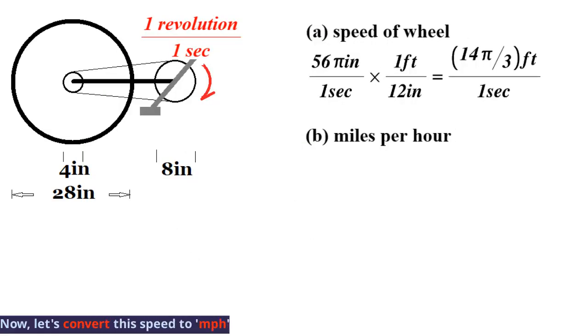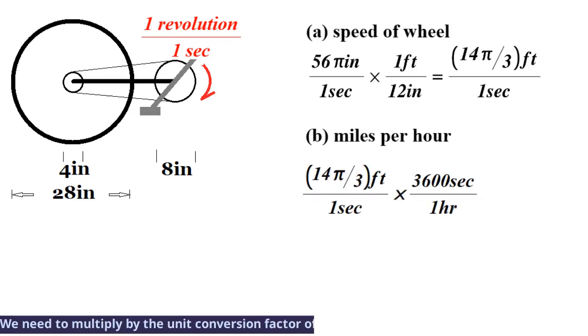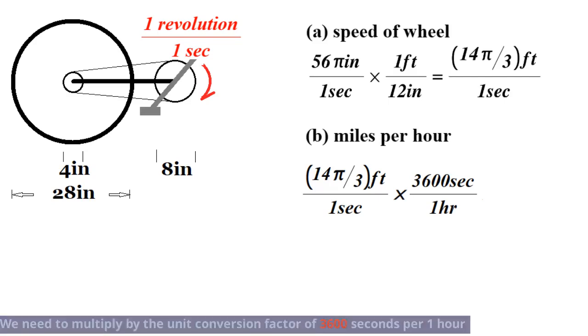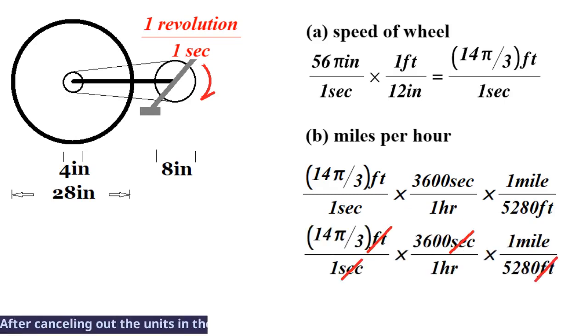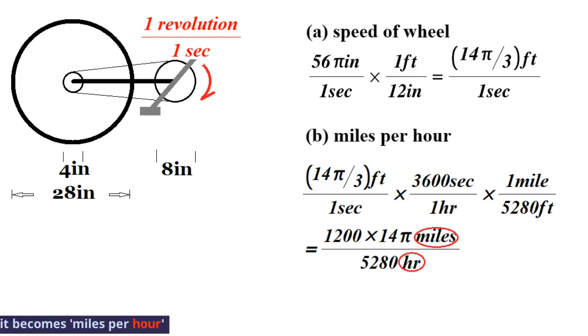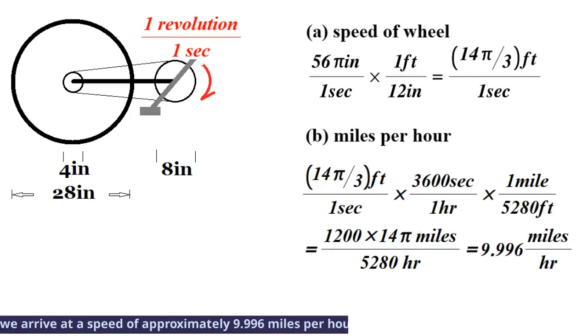Now, let's convert this speed to mph. We need to multiply by the unit conversion factor of 3,600 seconds per 1 hour, and 1 mile per 5,280 feet. After cancelling out the units in the numerator and denominator, it becomes miles per hour. We arrive at a speed of approximately 9.996 miles per hour.